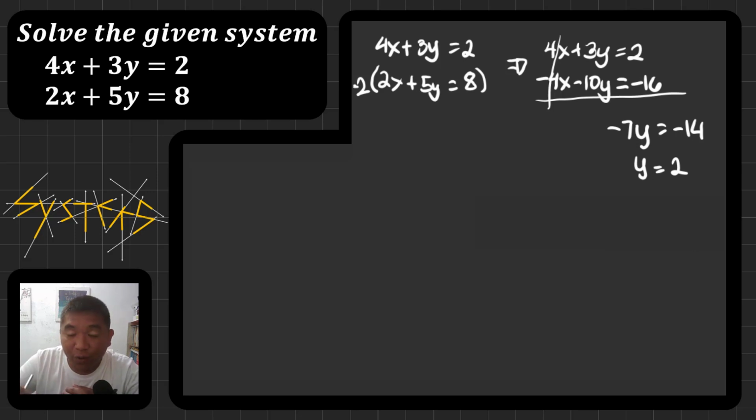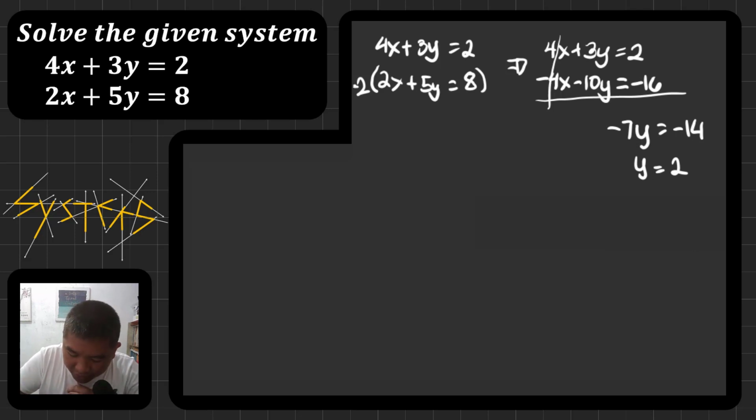This value of y is acceptable and it's true if you're going to substitute this to both of the equations. It should get the same value of x. If it will not get the same value of x, then there's something wrong in the process, and probably the value of y that you have solved is incorrect. Let's start with the first equation.